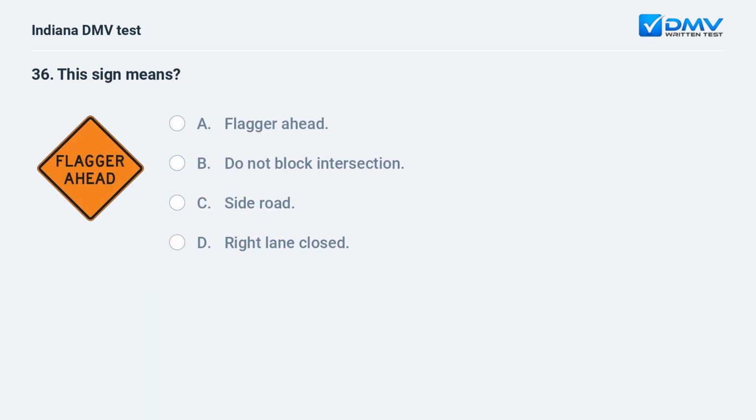This sign means A. Flagger ahead. B. Do not block intersection. C. Side road. D. Right lane closed.